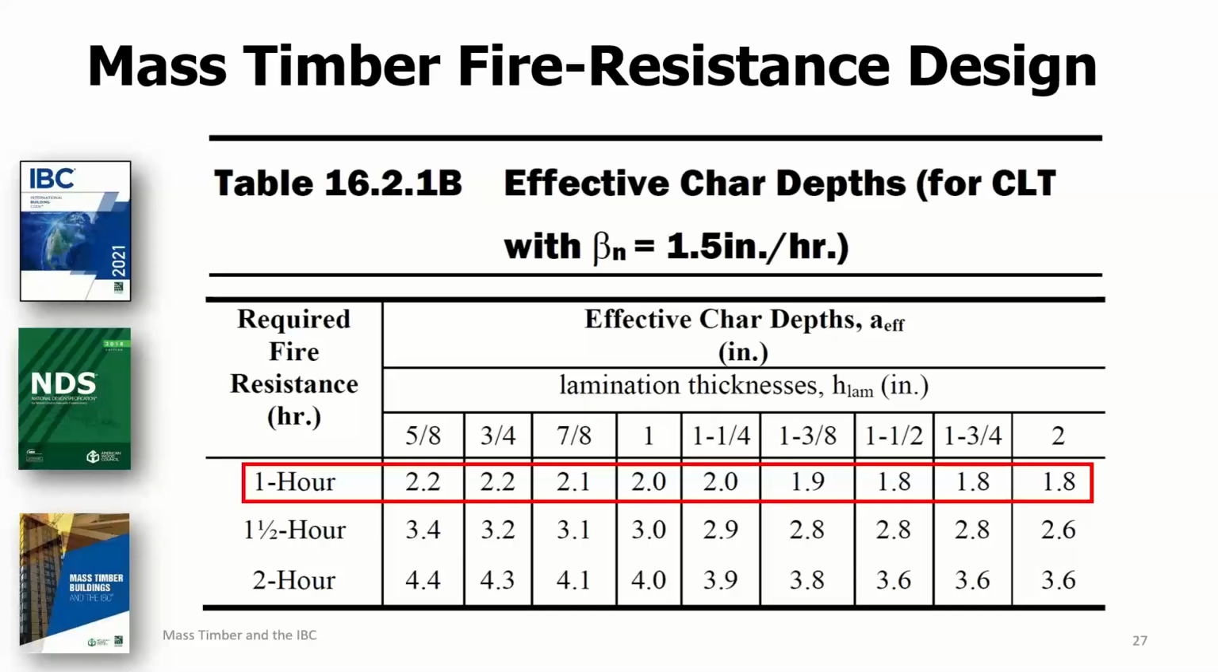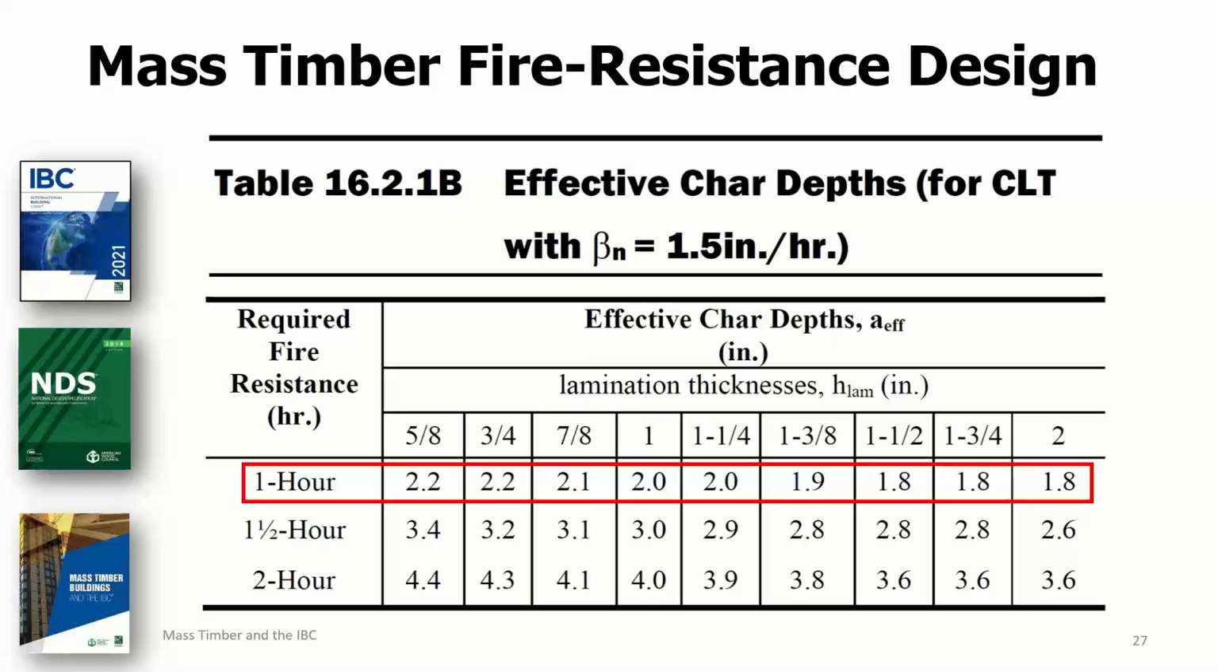And here are the char depth values resulting from this model. This table, which also comes from NDS Chapter 16, provides effective char depths for CLT with various lamination thicknesses. The table applies only to CLT in which all of the laminations in the layup are of equal thickness. But the NDS commentary also has provisions for fire design of CLT with laminations of unequal thicknesses. It provides a separate equation that can be used as more versatile.